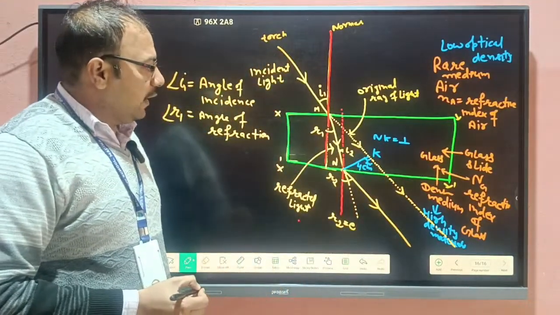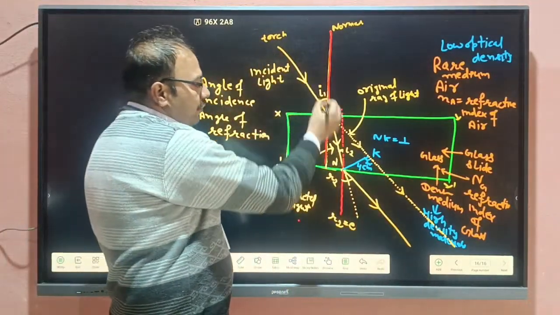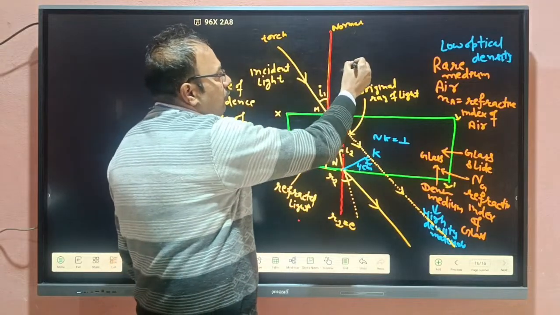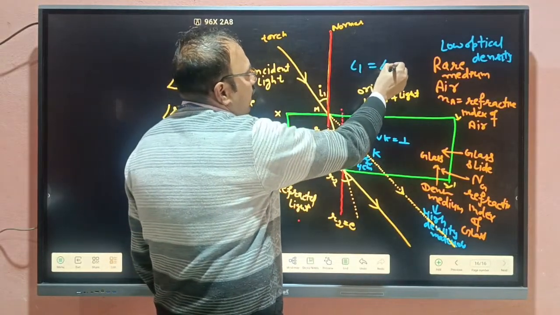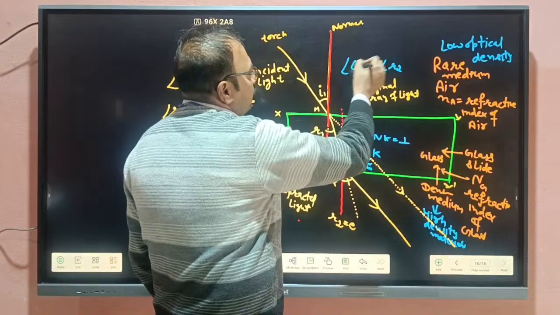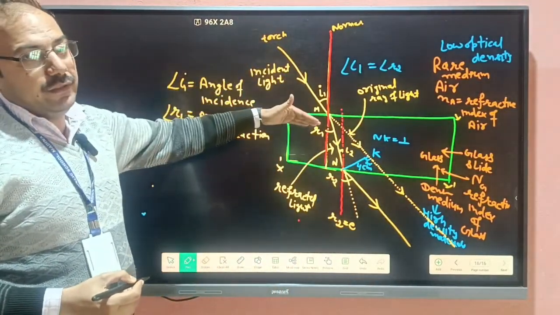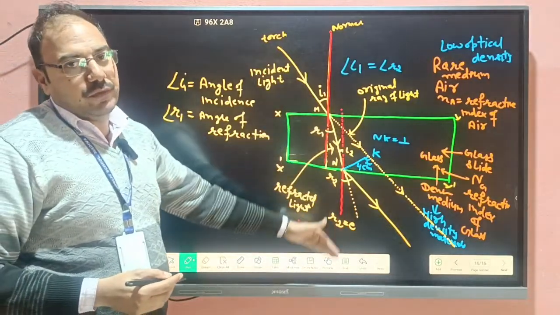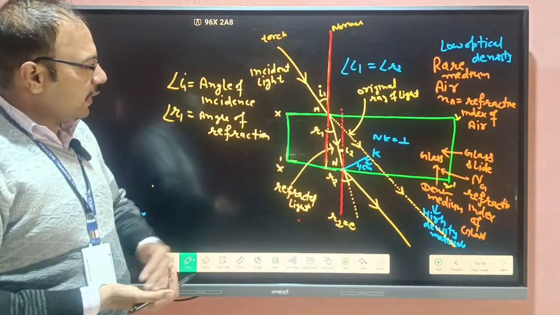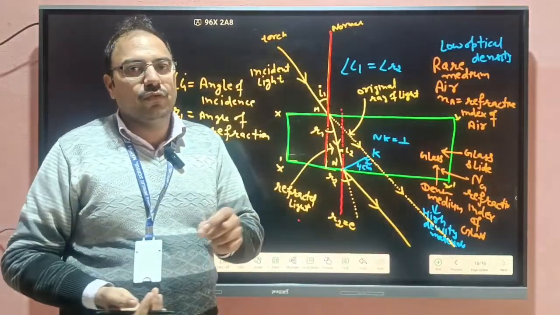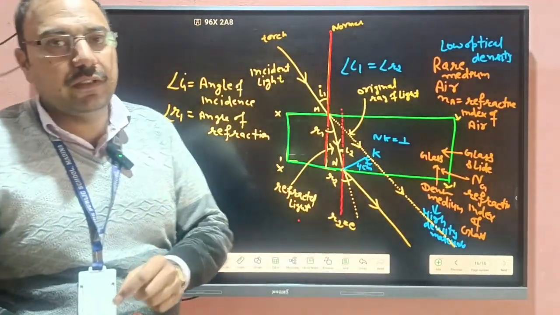Okay, and this angle and this angle are equal. So angle I1 is equal to angle R2. The angle of entering of the light is equal to the angle of emergence of the light. That displacement depends upon the thickness of the slab, that is, the thickness of the glass slab.